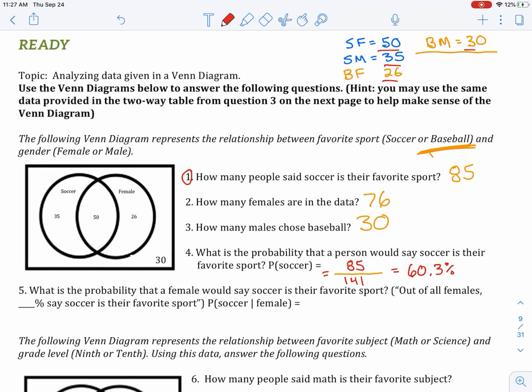5, what's the probability that a female would say soccer is their favorite sport? Out of all the females, blank percent say soccer is their favorite sport. This is the probability of soccer given female. So I like looking at this, okay? What's after this is going to be my denominator. So given female, what was the total number of females? It's right here in number 2, okay? Out of those 76, how many of them liked soccer? 50 out of 76. You could put that as an answer in GoFormative, or you could divide it and make it a percent of 65.8%.